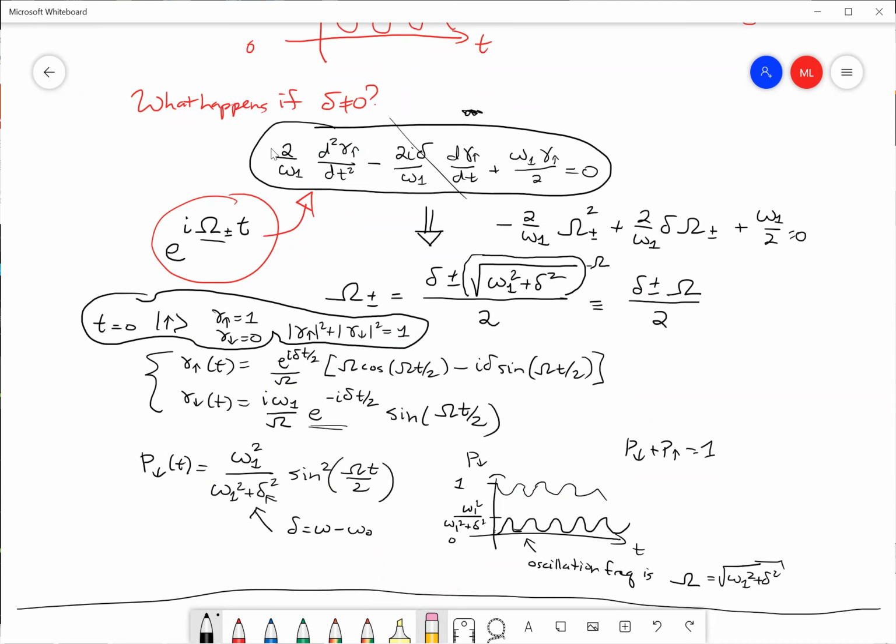Maybe it's a little more convenient to rewrite this quadratic equation if we multiply through by omega 1 over 2. This becomes, right, it's a little bit easier to see the quadratic equation solution than maybe if we put a plus sign, let's see, a minus sign.